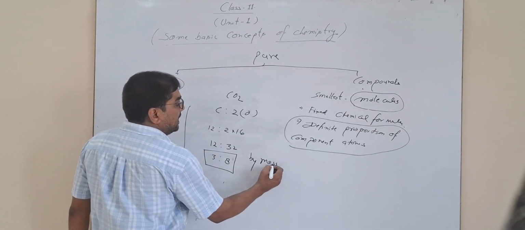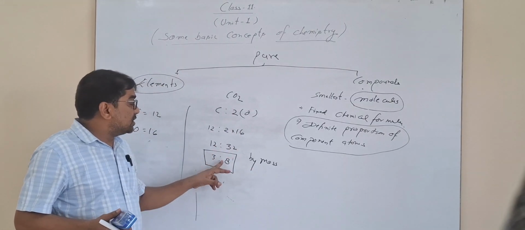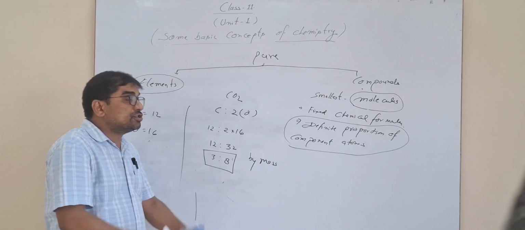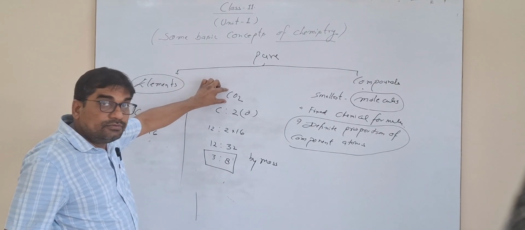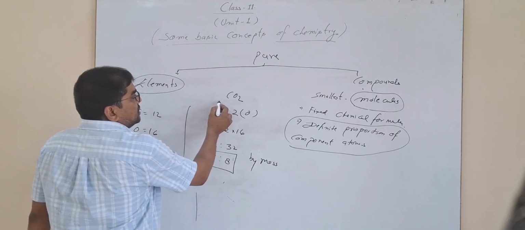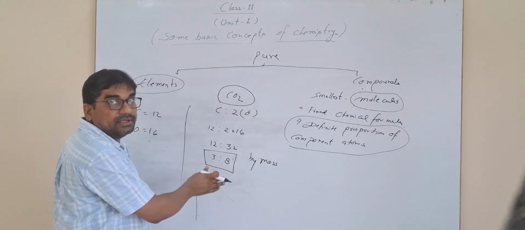When carbon and oxygen combine by mass 3 ratio 8 in a definite proportion, then CO2, a pure form of compound, will be formed. All the CO2 molecules have the same physical and chemical properties.